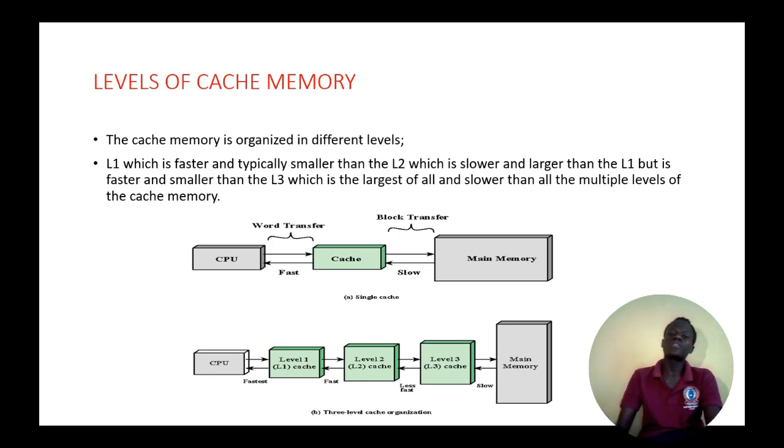Level 2 is bigger than level 1, but the problem is that level 2 is slower than level 1. Level 3 is bigger than level 2, but it is also slower than level 2. So they vary according to their levels. They increase in size but decrease in speed. So that's the disadvantage with it. So we can see how they are organized. That is their organization diagram. They just have the cache connecting the CPU to the main memory.